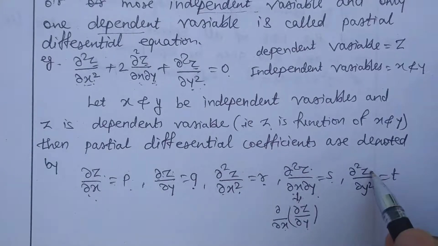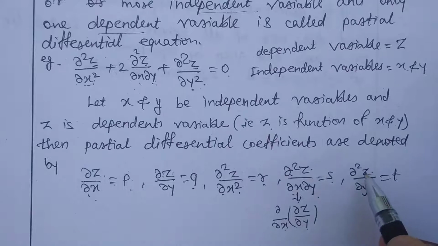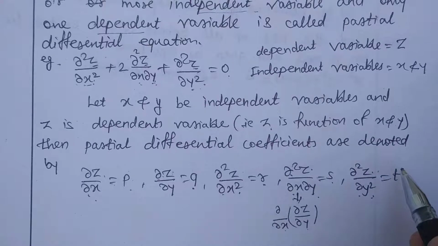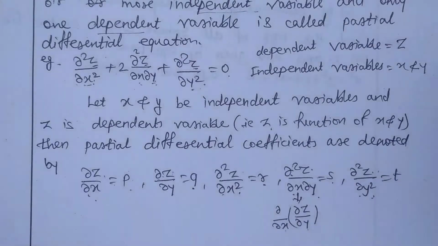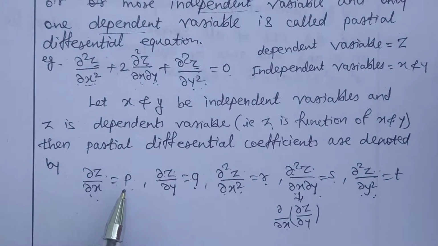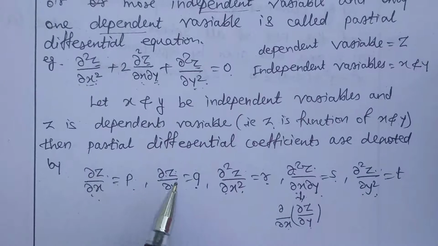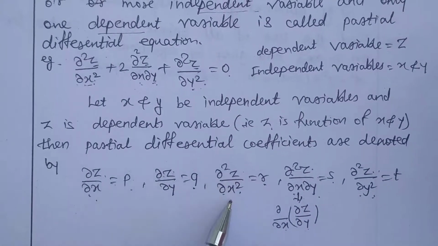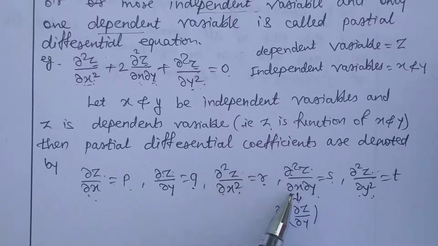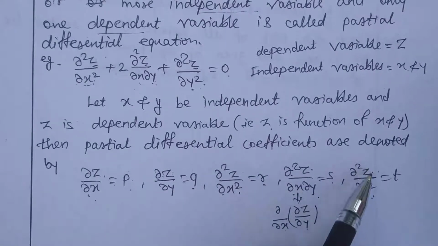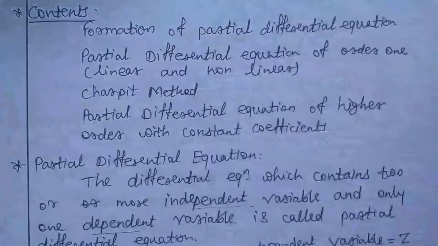And the double derivative of z with respect to y, that is ∂²z/∂y², we are going to denote it by t. So these are the notations we are going to use while solving the examples in this unit. Keep in mind that ∂z/∂x we are going to denote as p, ∂z/∂y is q, ∂²z/∂x² is r, ∂²z/∂x∂y is s, and ∂²z/∂y² is t.